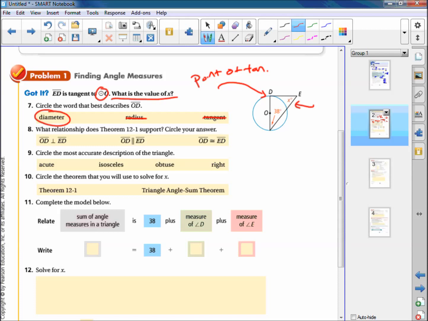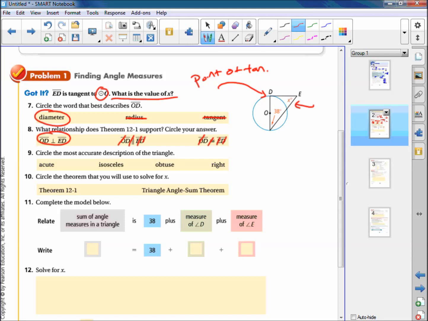What relationships does 12-1 support? Circle your answer. 12-1 says that if ED is a tangent line, then radius OD is going to have to be perpendicular to it. So OD and ED are going to be perpendicular. They're definitely not going to be parallel, and they're not going to be congruent because I can move E wherever I feel like. I just need D to be the tangency point.